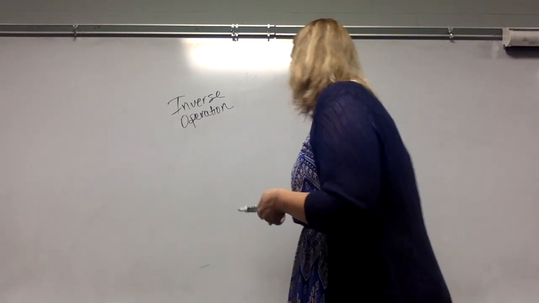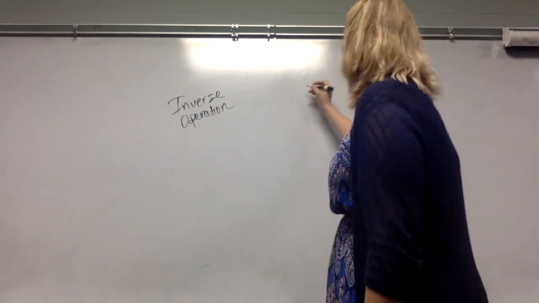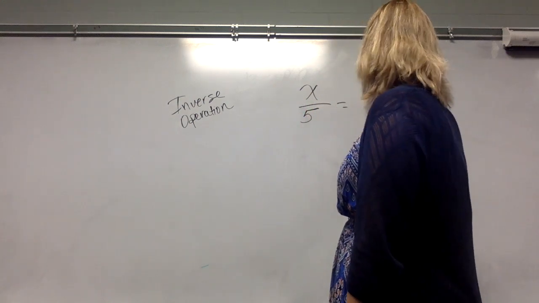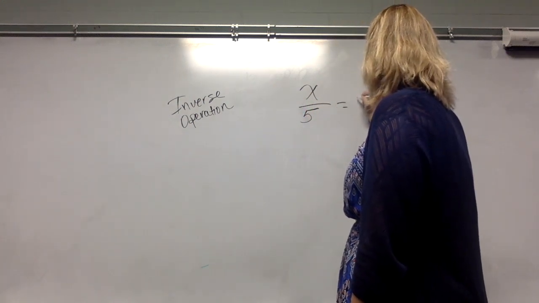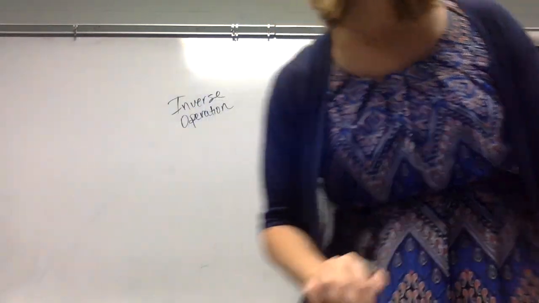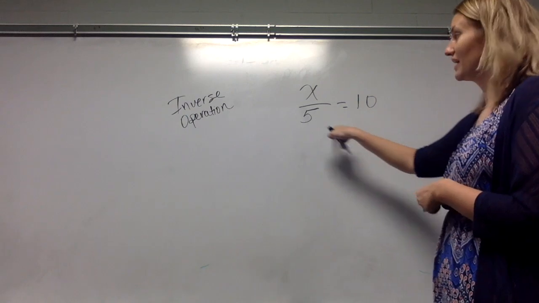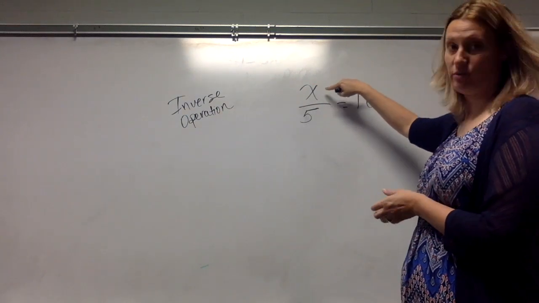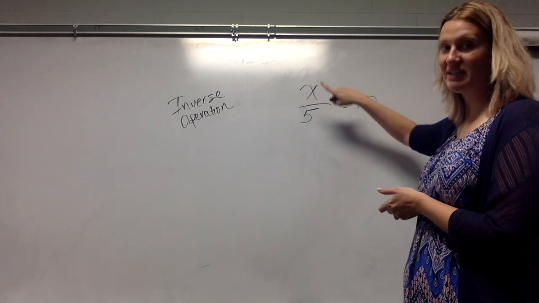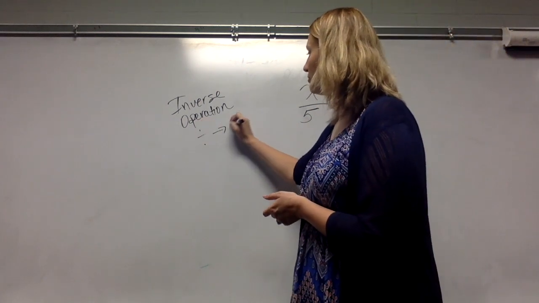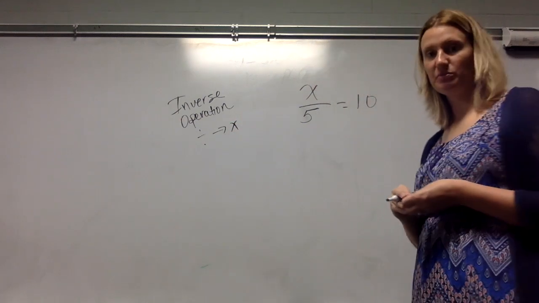Now, if there is a division problem that looks like this, again, we are going to use the inverse operation. Again, I want to isolate the variable, get x by itself, so I have to undo the division of 5. The inverse operation of division is multiplication.